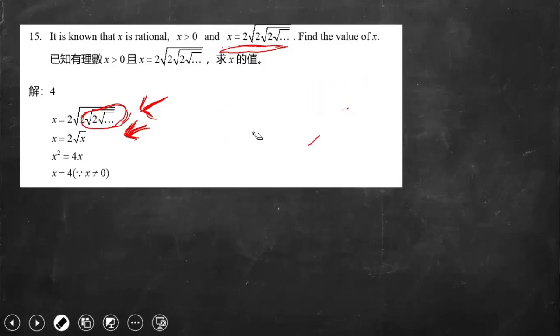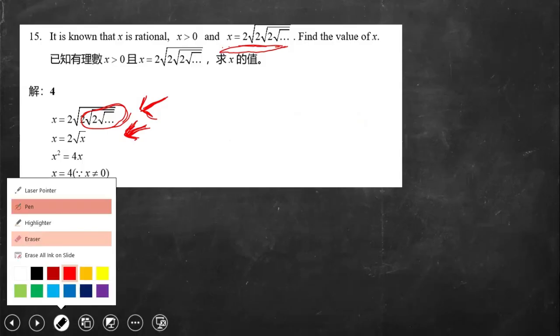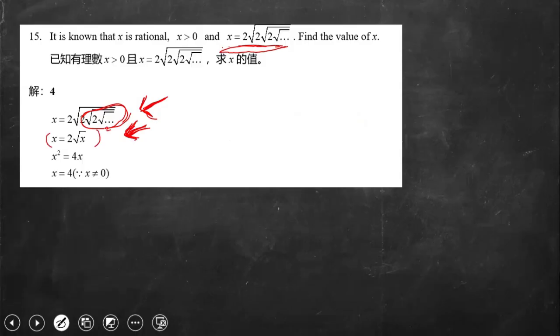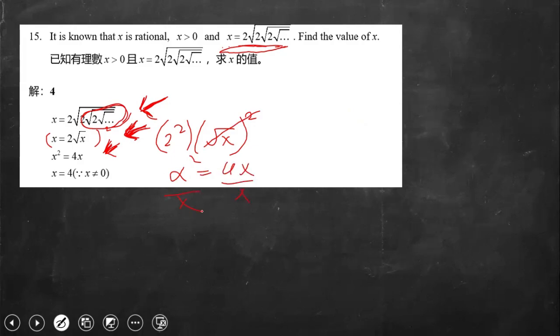So squaring both sides here, we have x squared is equal to 2 squared times square root of x squared. So we cancel that, and we have 4x in here. And so dividing both sides by x, the x over x cancels and we get x is equal to 4.